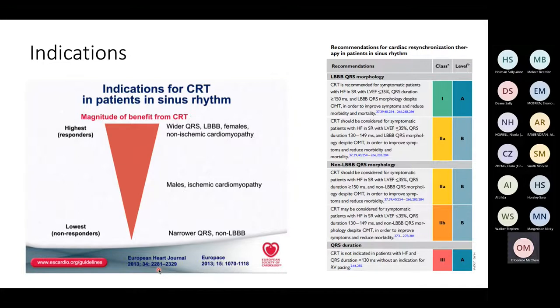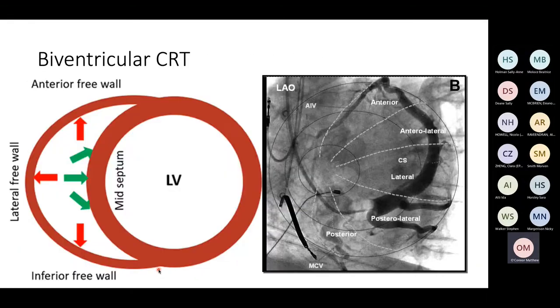Then right down at the bottom, you've got people with narrower QRSs. So there's less dyssynchrony to fix. And people who don't have left bundle branch block, because you're only resynchronizing the left ventricle by CRT, or traditional CRT, should I say. So this is my little way of thinking about what we're doing with CRT.